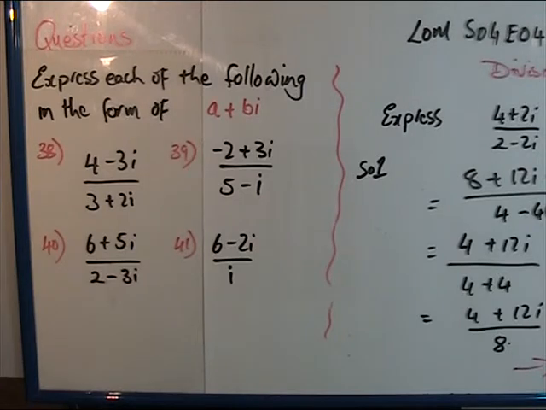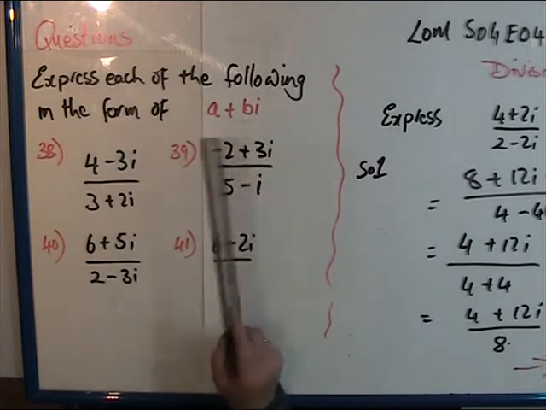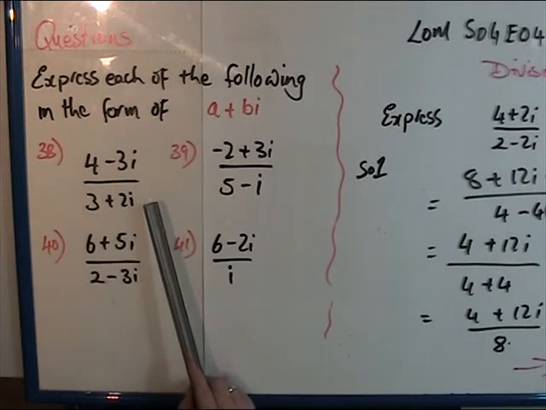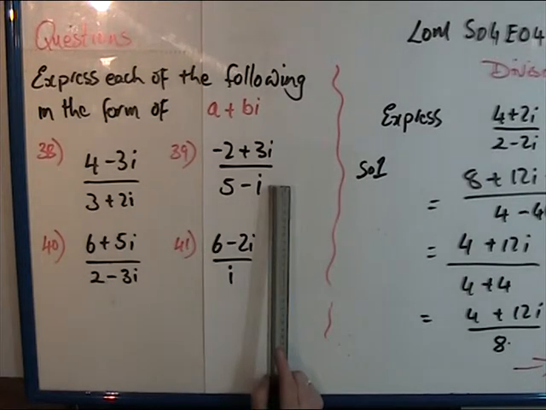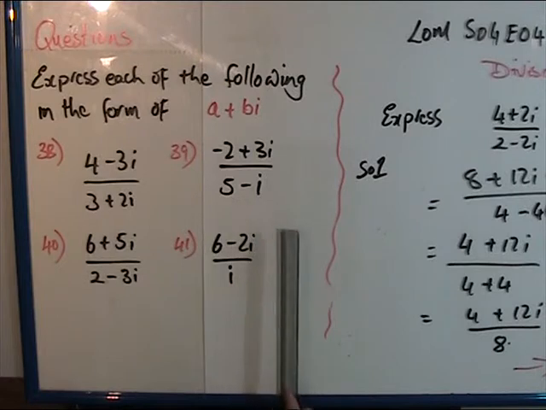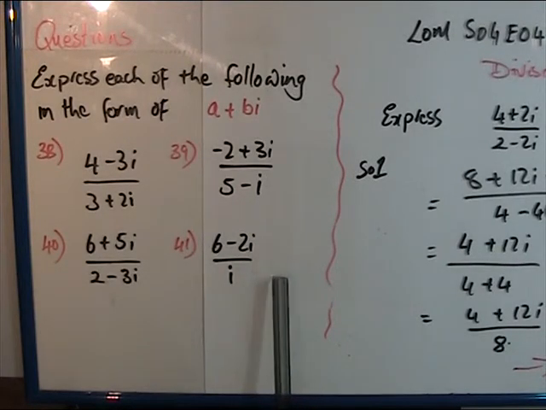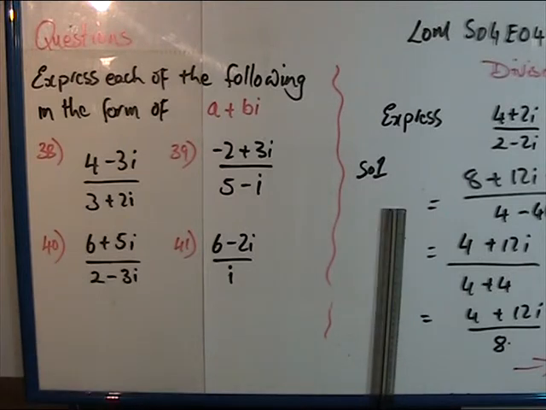Now, questions here, they're very self-explanatory. Expressing the following in the form of a plus bi. Now it's the same as x plus yi. So I multiply above and below the line by 3 minus 2i, brackets. I multiply above and below the line by 5 plus i. Okay, and this i now is on its own, so that's a multiply above and below the line by the conjugate of this, which is minus i. Alright. Now I don't see any problems here.